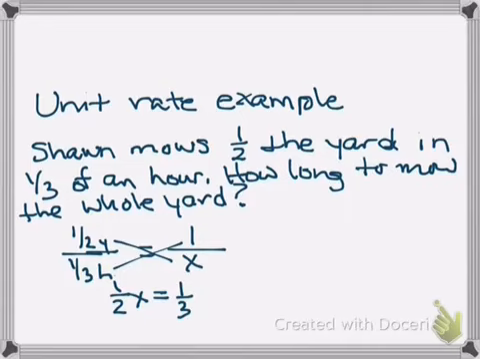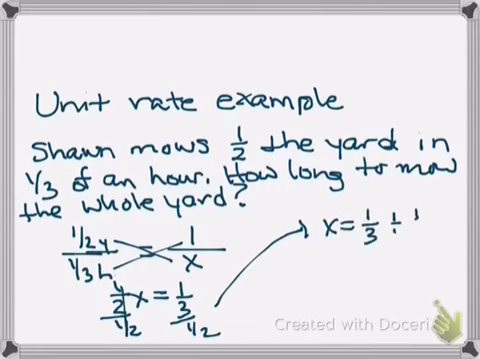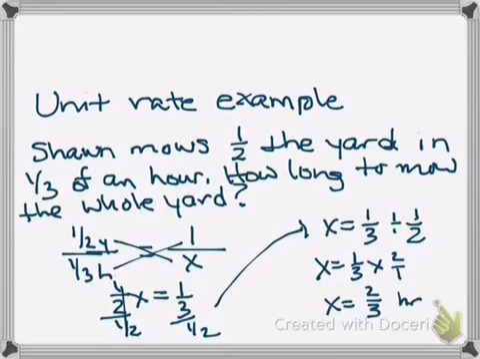I need to get x isolated. So how do I move the 1/2? I'm going to divide by 1/2 on both sides, and my answer is going to be, if you don't have a calculator, 1/3 divided by 1/2 is really 1/3 times 2 over 1, and the answer is 2/3. And since it was in the measurement of time, I was looking for hours, so 2/3 of an hour to mow the whole yard.